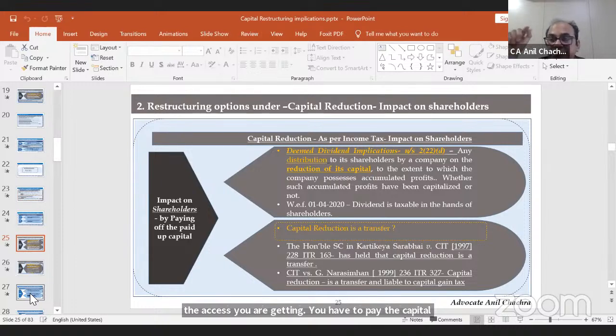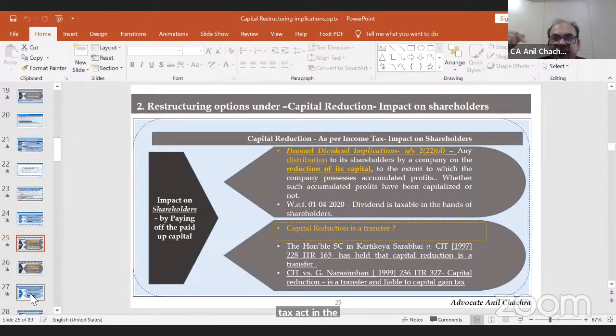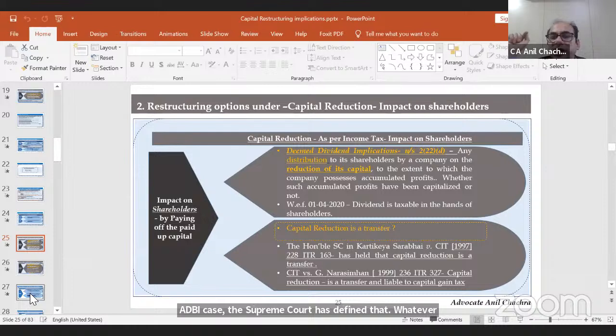But the procedure has not been defined in the Income Tax Act. In the G. Narasimhan case and the Kartikeya Sarabhai case, the Supreme Court has held that whatever amount you are getting, you have to pay the capital gains tax as far as the capital reduction is concerned, because it will be treated as a transfer under section 2 clause 47.